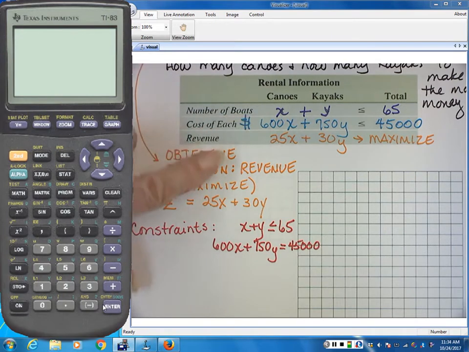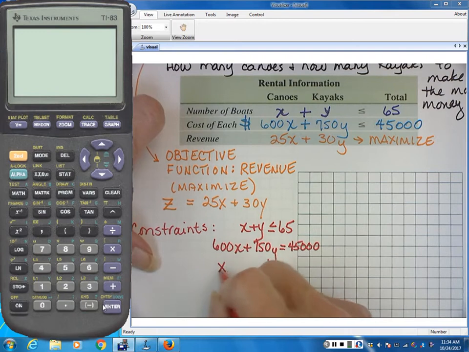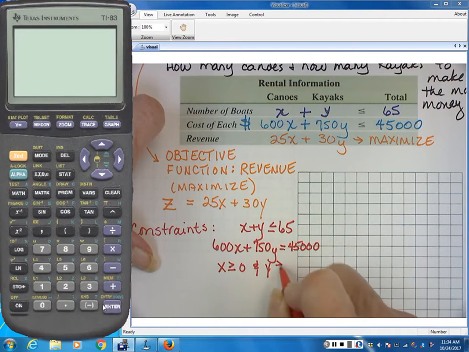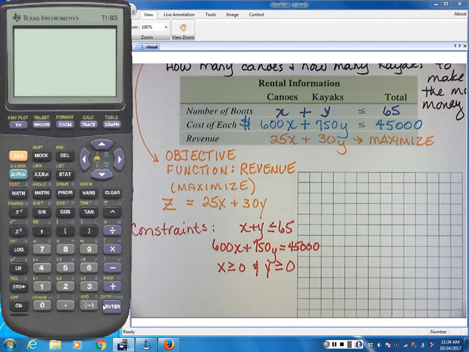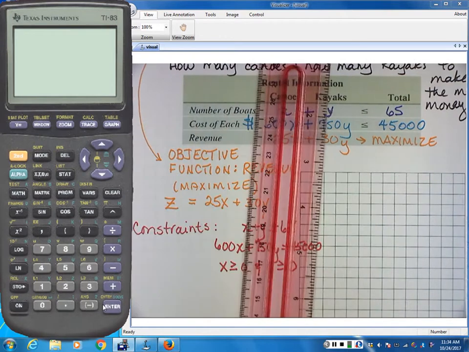And because we're talking about x is canoes and y is kayaks, that means x and y both have to be positive. So that means we're going to have to restrict our graph to the first quadrant.